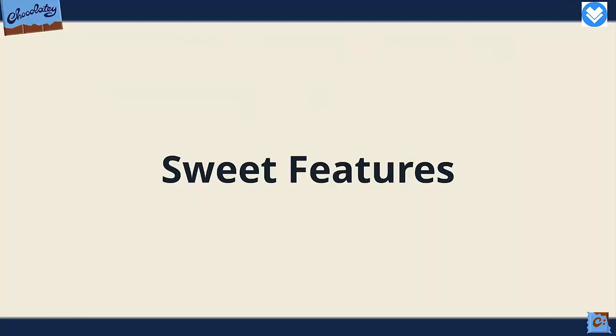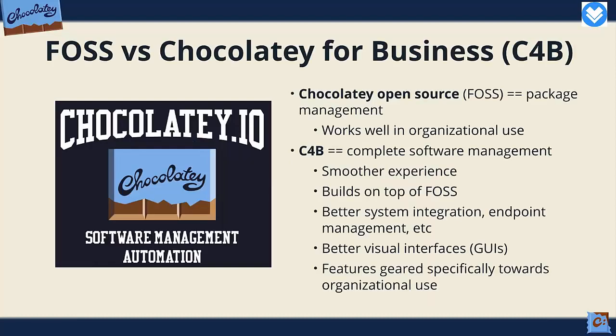So Chocolatey does come with some features. We're going to start talking about those, but first I want to talk a little bit about the difference between open source and Chocolatey for Business, or C4B. In open source, that's really about package management. It does work well in organizational use, and it is used in that way in a lot of organizations. Where Chocolatey for Business really takes that to the next level. It comes with complete software management, which is really wrapping package management and taking it to that next level. So it's a much smoother experience for folks.